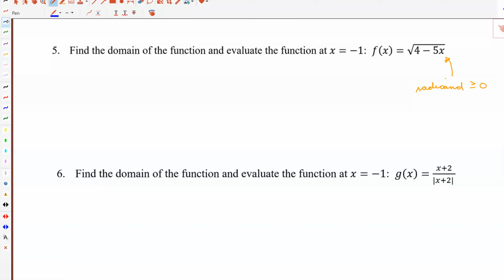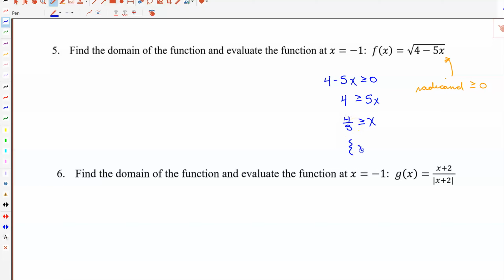So in order to find the domain, let's find the values that would make sense to put in for this function. We must have that the radicand, which is 4 minus 5x, has to be bigger than or equal to 0. And then we're just going to solve this inequality. So then I'm going to have 4 has to be greater than or equal to 5x. And then dividing both sides by 5, I'll have that 4 fifths is greater than or equal to x.